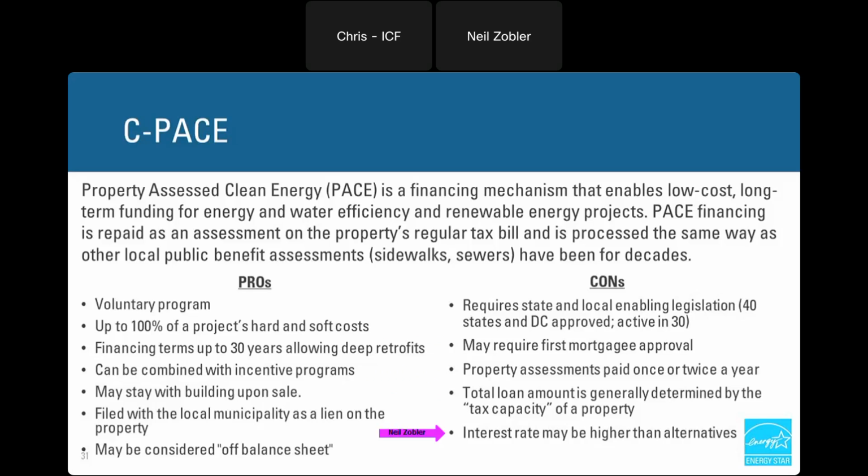Interest rates may be higher than alternative funding sources, but there's a trade-off here. In order to get 30-year financing and stay with the building on sale, which may keep it off balance sheet, may justify a slightly higher interest rate.